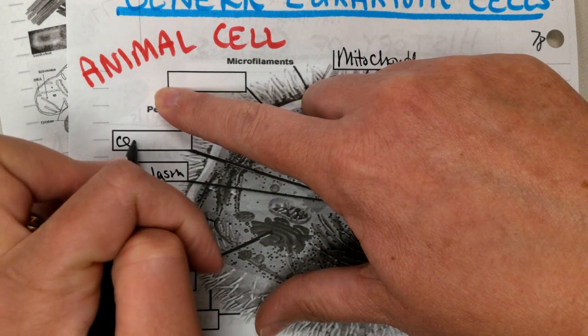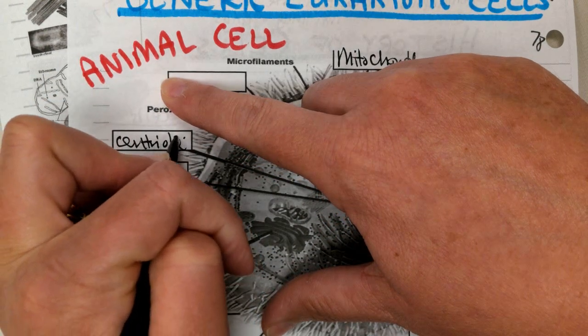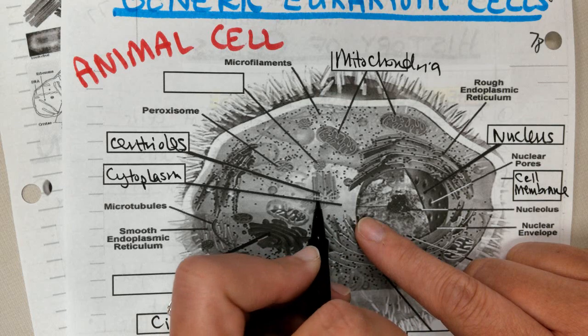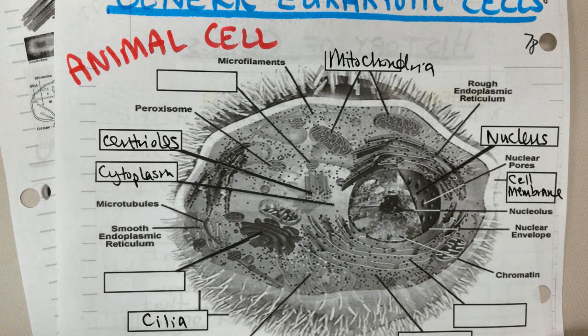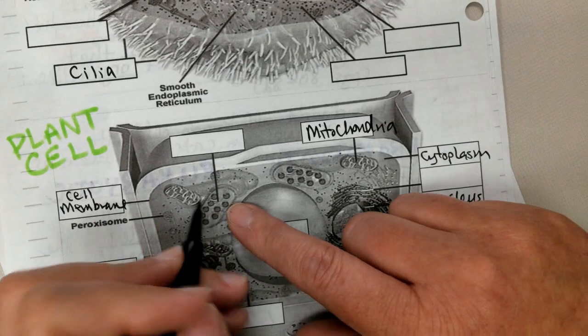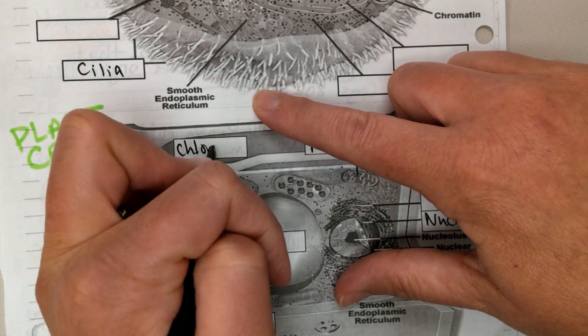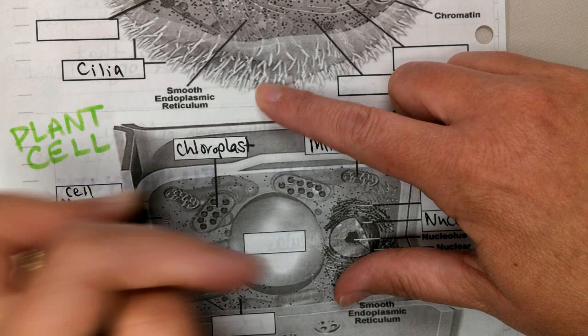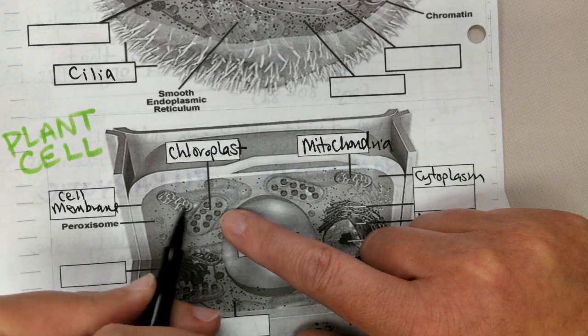Oh, and I forgot to do these. These are the centrioles. Sorry. So you can see those little things here. You're not going to see centrioles in a plant cell, but you're not going to see chloroplasts in an animal cell. We look down here, and there's our chloroplasts. And look, they're right beside the mitochondria.